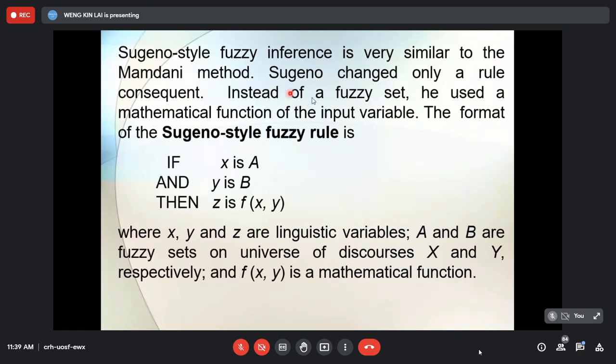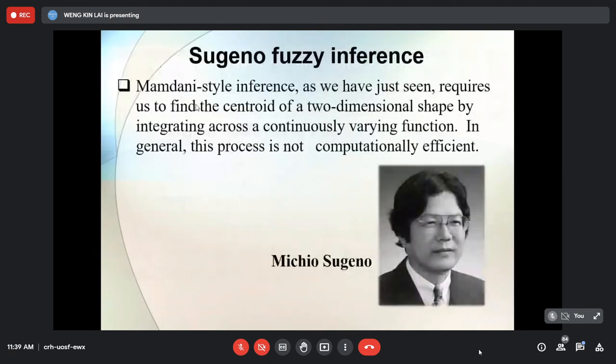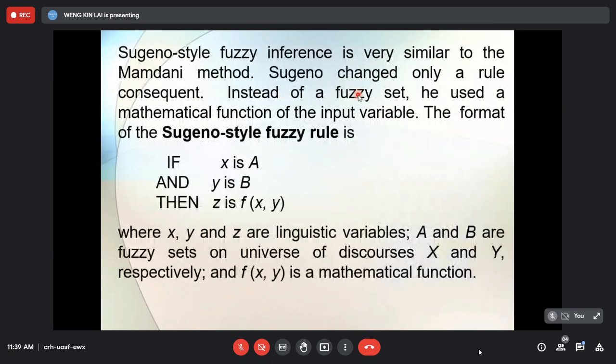So instead, he changed the rule consequent. Instead of a fuzzy set, now he used a singleton. He used a mathematical function of the input variable. Now, the format of the Sugeno type, Sugeno style, fuzzy rule, as you can see here in this example, this is the consequent, the AND function type, where you have more than one antecedent related by the AND function here. The only part that is changed is here, using the singleton.